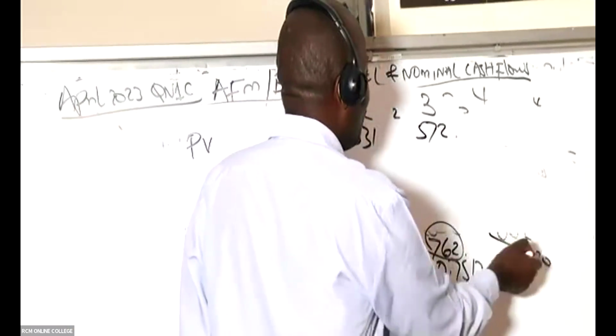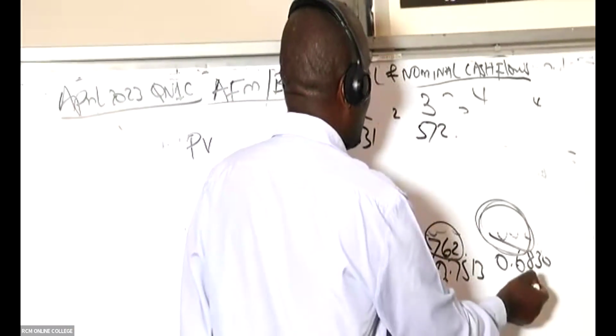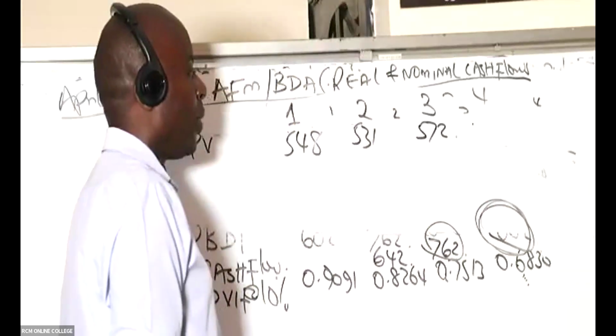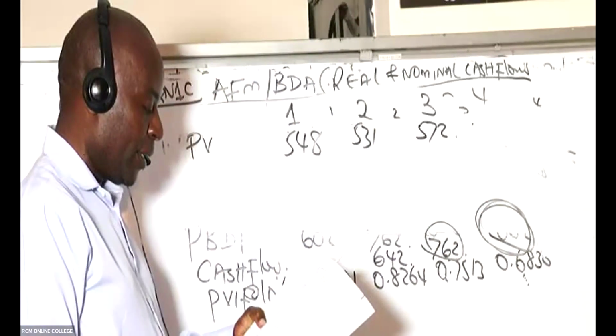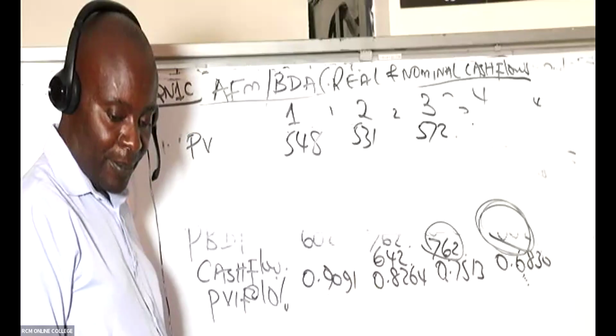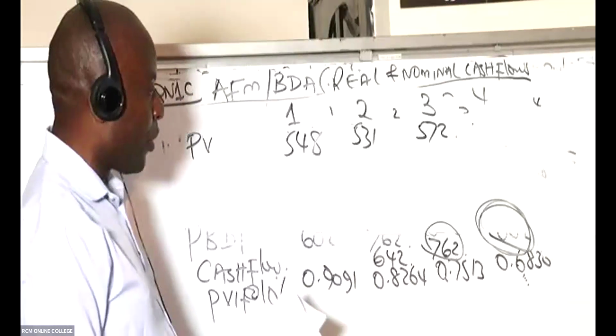And then lastly, we have this figure times this. What shall we get there? I'm being given a figure of 411.